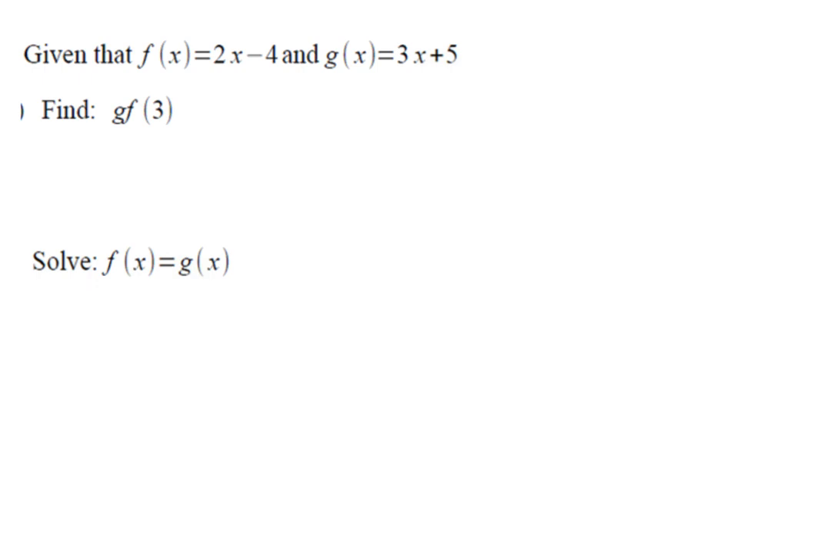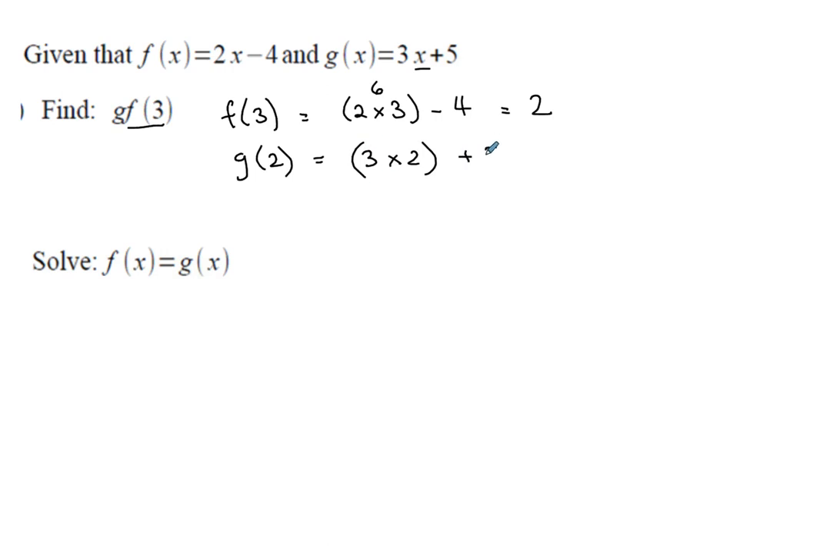Given that f of x is that and g of x is that, find gf(3). So again, do the f first. So f of 3 equals 2 times 3 minus 4, which will be 6 minus 4, equals 2. And then stick in 2 in that x there. So we've got 3 times 2 plus 5. So 6 plus 5 equals 11.